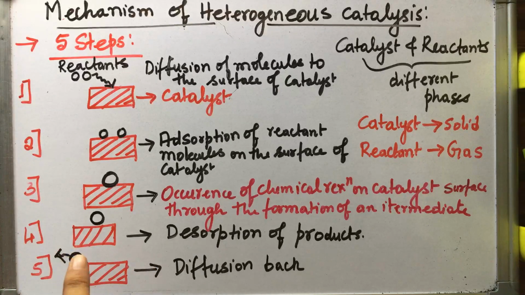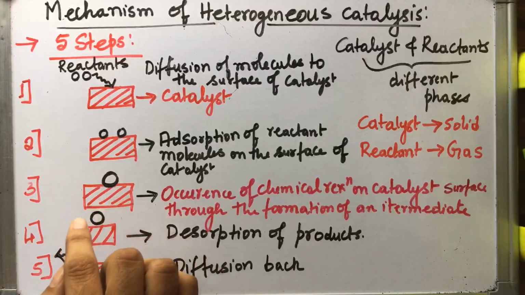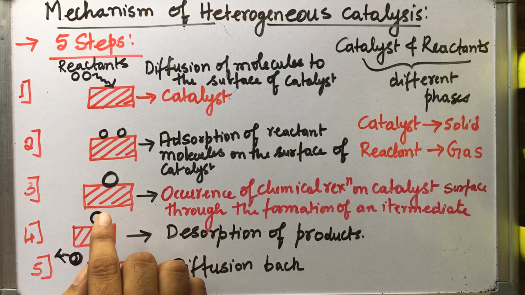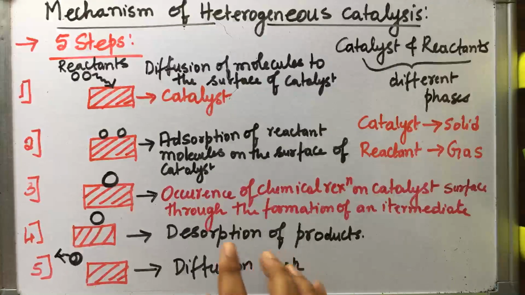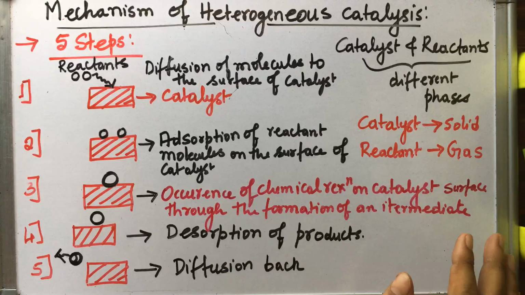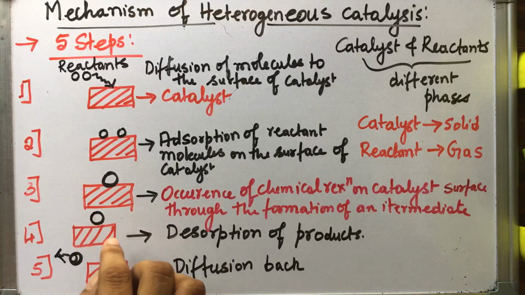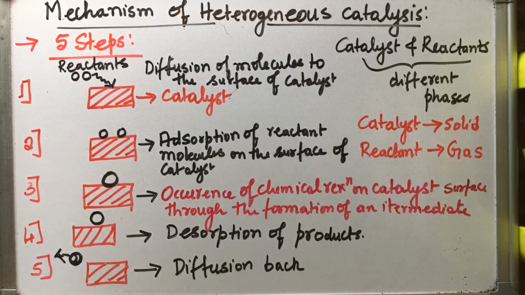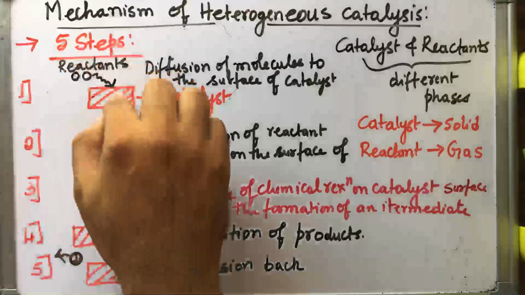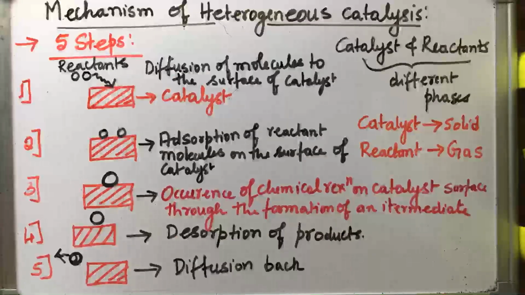What is step number 3, students? Occurrence of chemical reactions on the surface of the catalyst, so that via the formation of an intermediate a product is being formed. Is this point clear? In step number 4, the formed product has to be desorbed from the surface of the catalyst. Then comes diffusion back: whatever product has been formed has to leave the catalyst surface and make it free, so that the cycle can repeat. Once again the remaining reactant molecules can come and the cycle continues. So this is called the mechanism of heterogeneous catalysis.